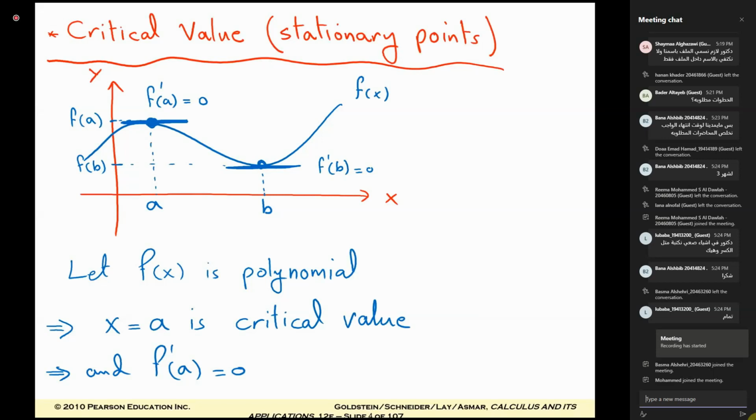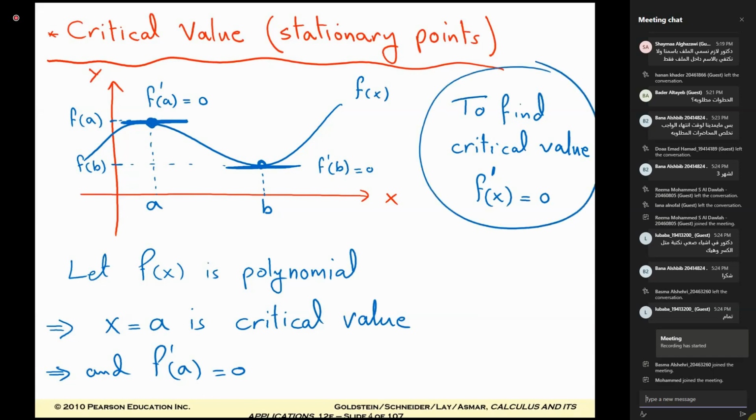In general, to find the critical value, we must find f prime and put it equal to 0. This is the method to find the critical value. You must find f prime, then put f prime equal to 0 and solve this equation. Here is an example, this is easy.